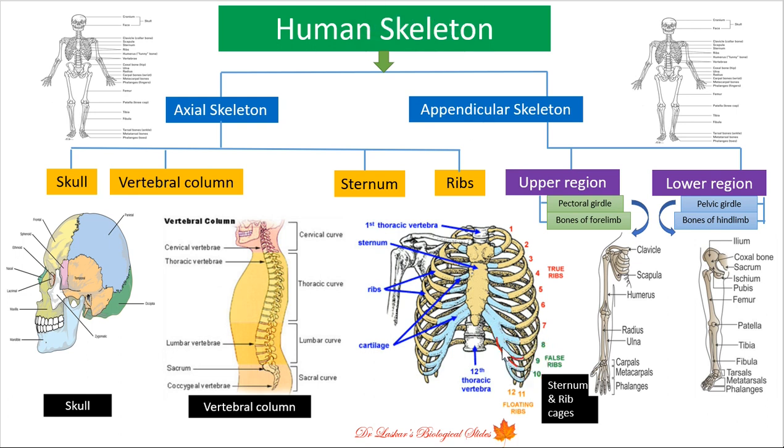8th, 9th and 10th pairs of ribs are not directly connected with the sternum but they are connected with the help of the 7th rib, and we call them false ribs. So 8th, 9th and 10th pairs of ribs are called false ribs because they are not directly connected with the sternum but are indirectly connected with the help of the 7th true rib.